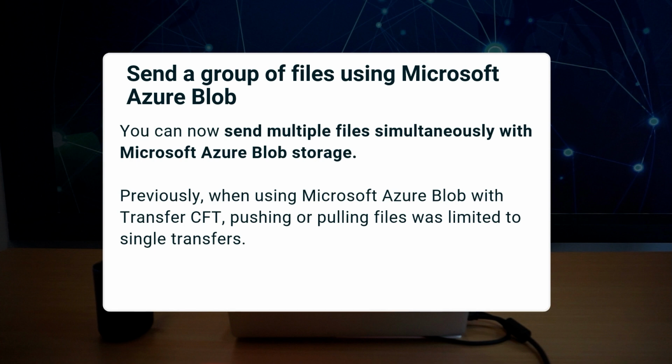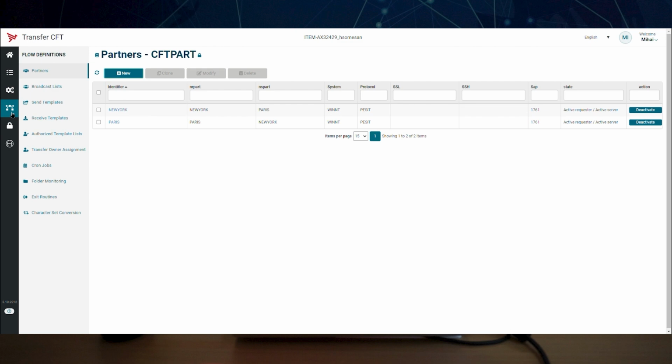Previously, when using Azure Blob with CFT, you could only push or pull files individually. As of the December release, you can now send multiple files simultaneously with Azure Blob, which can help increase productivity. Let me show you how it's done. Let's first see the configuration that's needed to make the transfers.